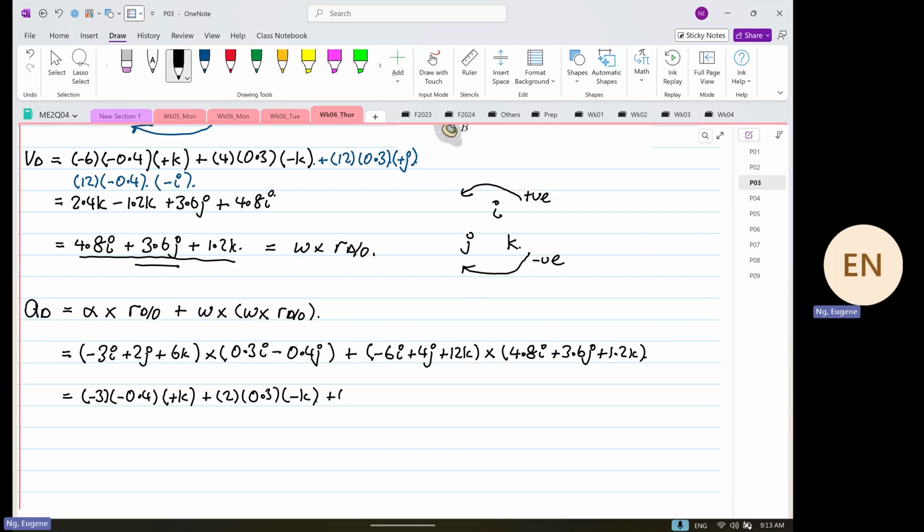Okay, then plus 6 multiplied by 0.3. K cross I is in a positive direction, positive j. Then the last one is 6 multiplied by minus 0.4. K cross j, so it's minus I because it's going in a clockwise direction. Okay, so the first part is done.